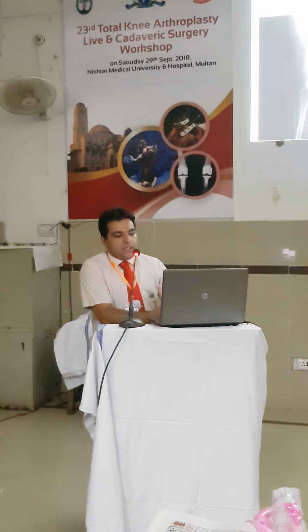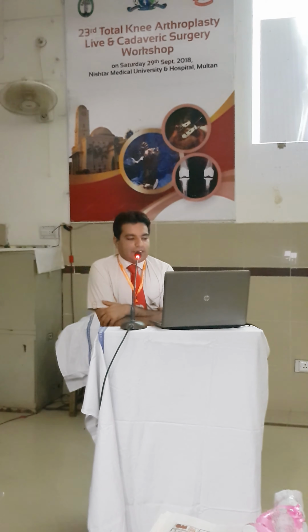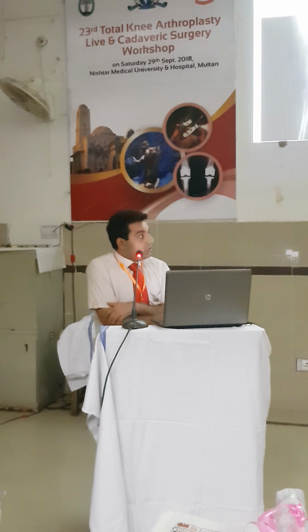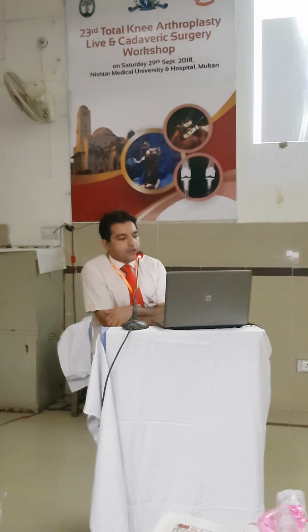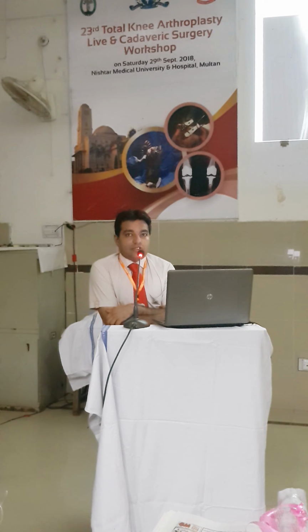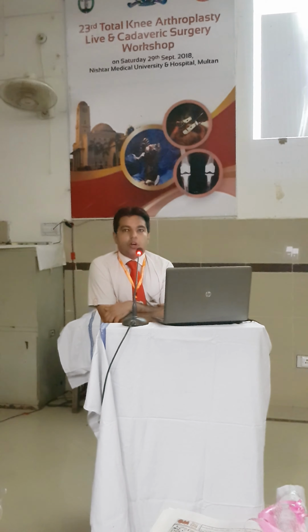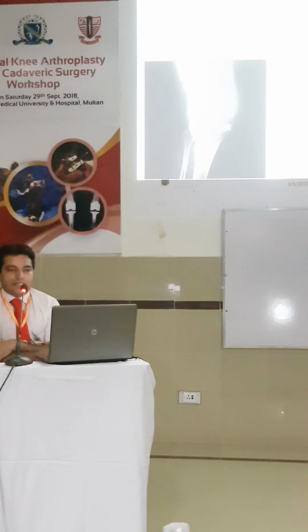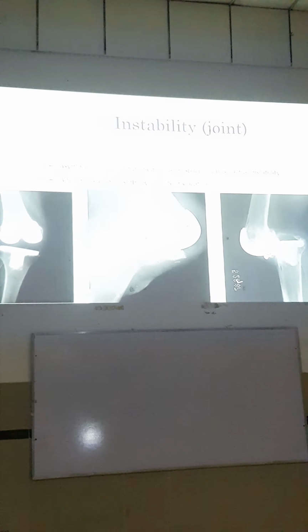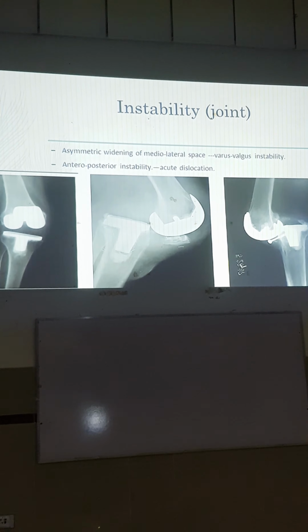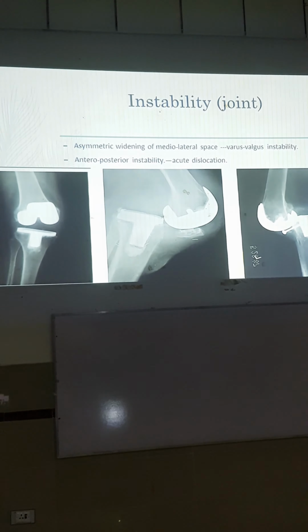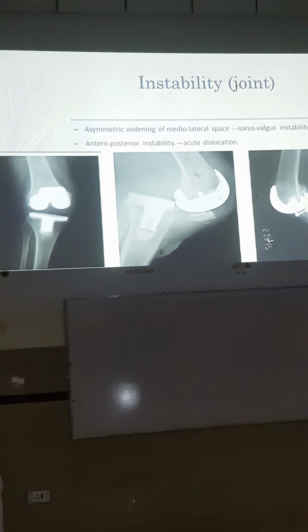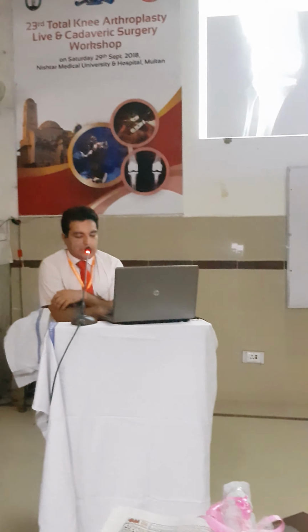Okay, so these X-rays are showing instability. If we look at the X-ray to the right, the valgus stress has been given to the knee and it shows gross opening up medially. So this clearly gives an indication of an insufficiency of the medial collateral ligament. Something needs to be done. On the lateral view shown here, this shows anteroposterior instability, basically a dislocation.